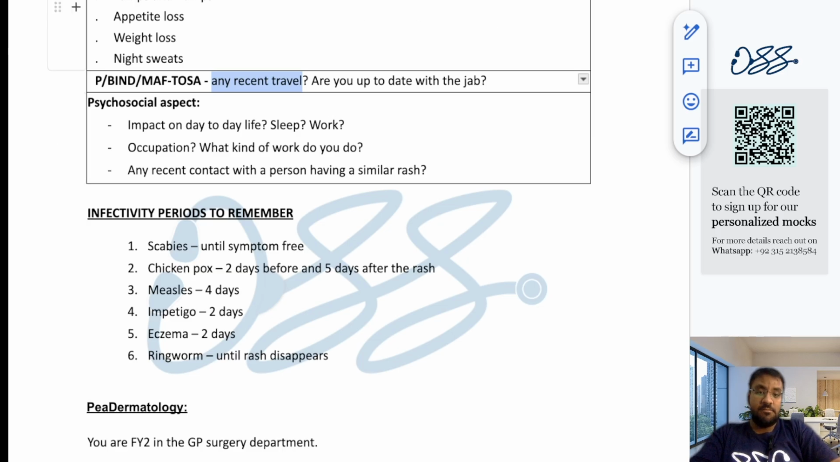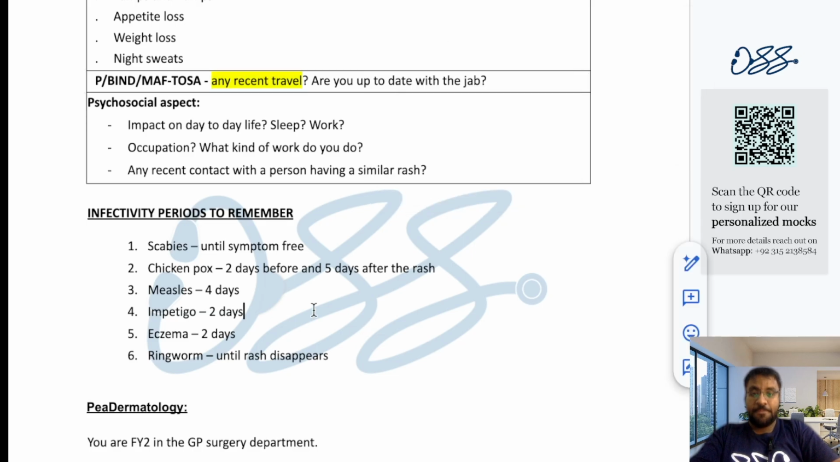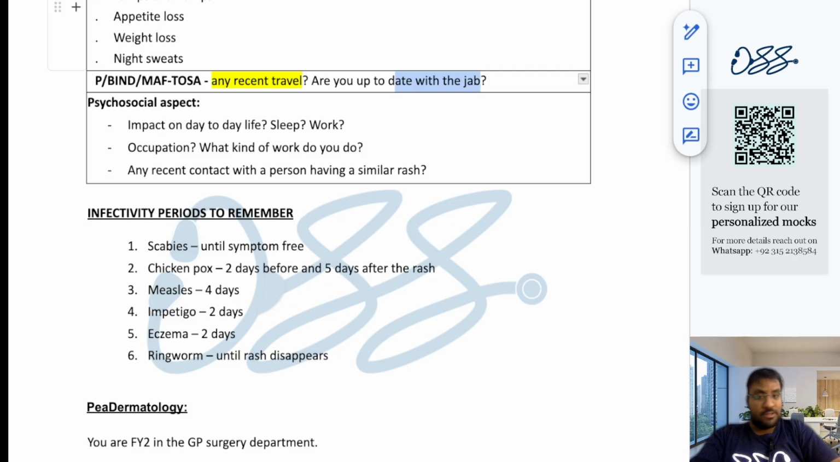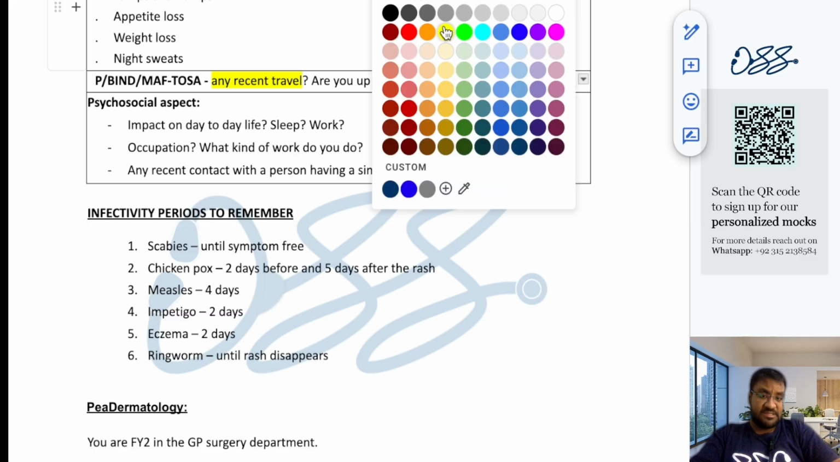Okay, somebody who has recently traveled may develop scabies. Somebody who might have gone for a camping trip may develop a rash of Lyme disease. So you've got to make sure that you're asking about the travel history. And then ask the pediatric group whether they are up to date with their jabs, if their immunization is complete, because you want to rule out the possibilities of infectious rashes.